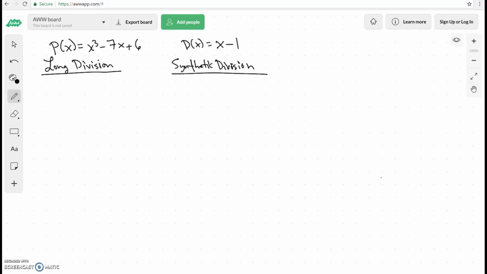All right, let's do this last problem. So I want to go ahead and divide p of x, which is equal to x cubed minus 7x plus 6, into x minus 1.